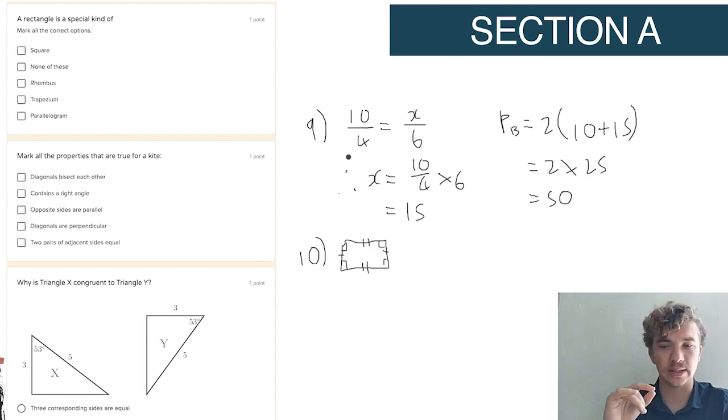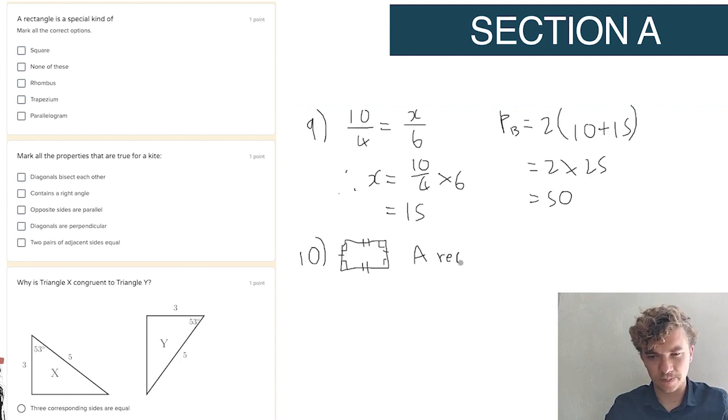So what you basically just need to ask yourself is: is a rectangle a parallelogram? Yes, it is. Is it a trapezium? Yes, it is. So the correct answer is parallelogram and trapezium, because a rectangle is both those things. So you can just write here that a rectangle is a parallelogram and a trapezium.